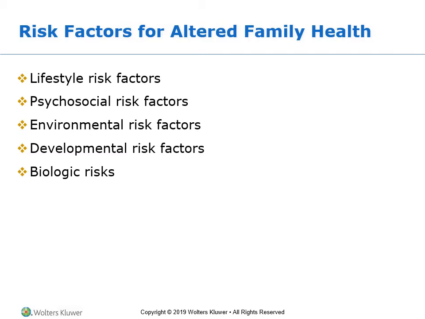Okay, environmental. All right, how does the environment affect the way that we function as a family? Okay, and then developmental risk factors, which we're going to talk about in a minute, which talks about the different tasks of the family, and then biological risks, which would be things in the environment, like chemically, that could affect us, or even genetics.